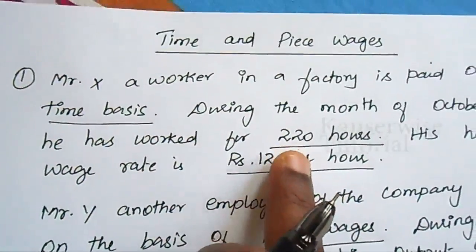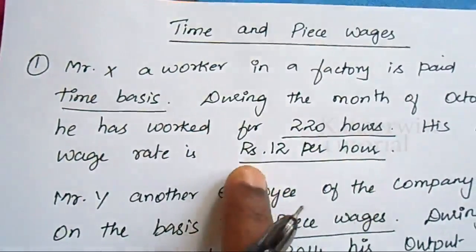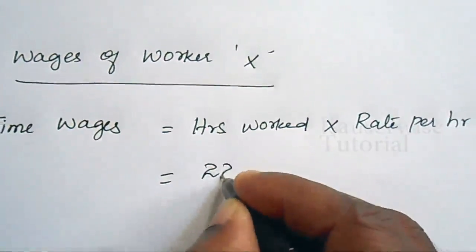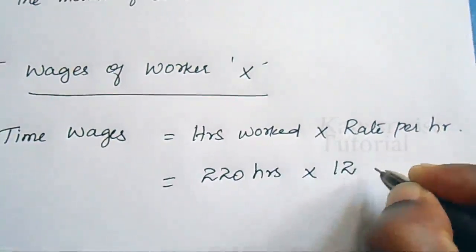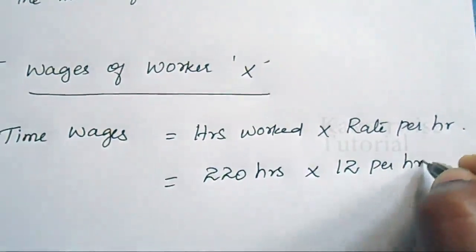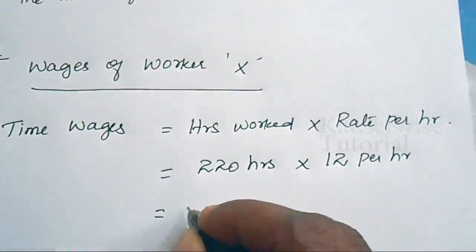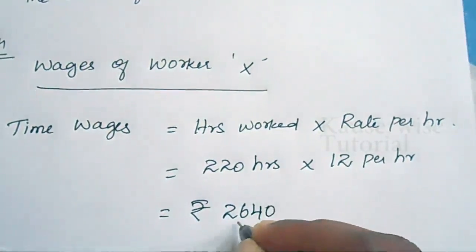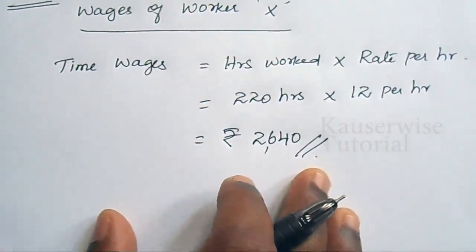See, how many hours did he work? 220 hours. The wage rate per hour is 12 rupees. So multiply the two things: hours worked, 220 hours, into rate per hour, 12 rupees. What is the answer? 220 into 12 rupees is 2640. That's all.